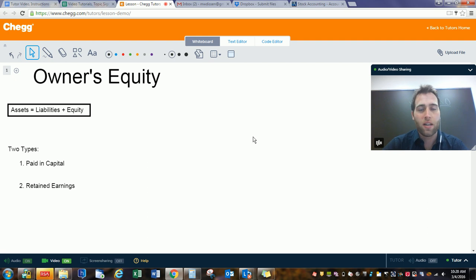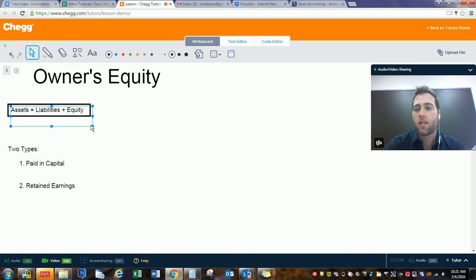I'm a CPA and accounting tutor, and today I want to talk about owner's equity. Owner's equity can be hard to understand for a brand new accounting student, but I think it's easiest to explain through the basic accounting formula, which is assets equals liabilities plus equity. That's usually the first thing every accounting student is taught.